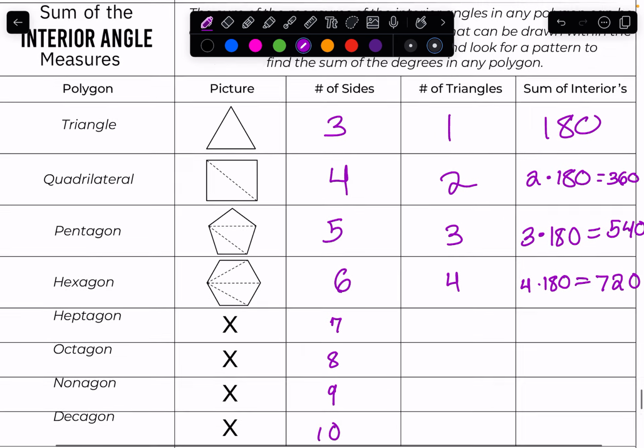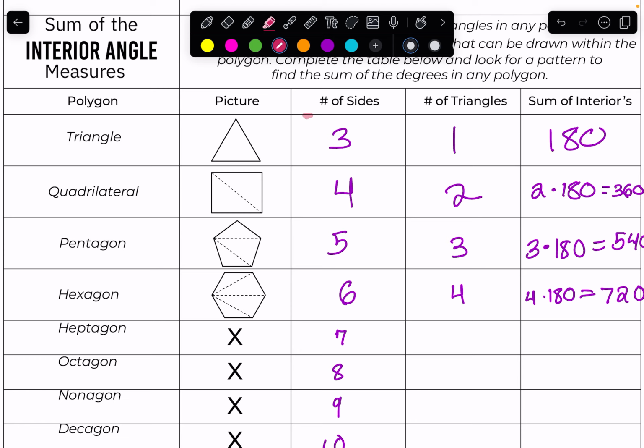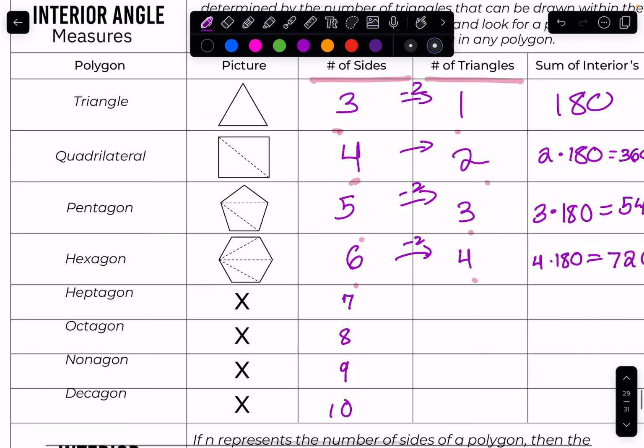Now, I want you to look at the 2 columns that we've been filling out right here. So we started with 3 sides, 1 triangle, 4 sides, 2 triangles, 5 sides, 3 triangles, 6 sides, 4 triangles. What you should notice is that every time we are subtracting 2 to get the number of triangles. So in a heptagon, there would be 5 triangles. So you would do 5 times 180 to get 900.